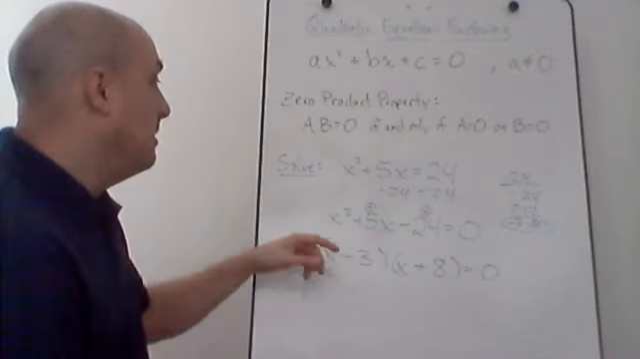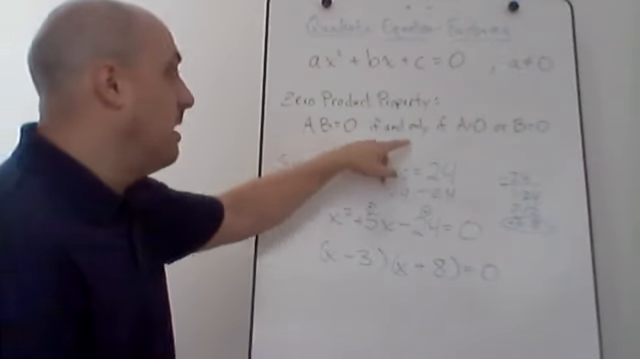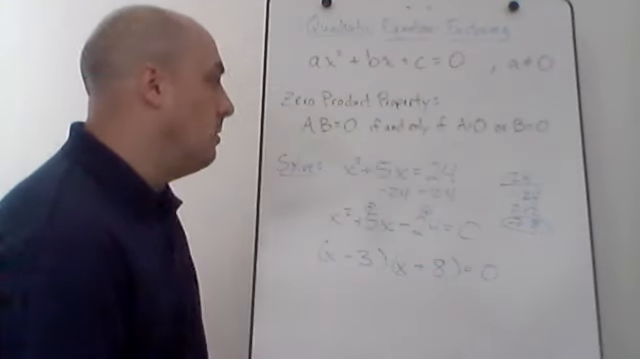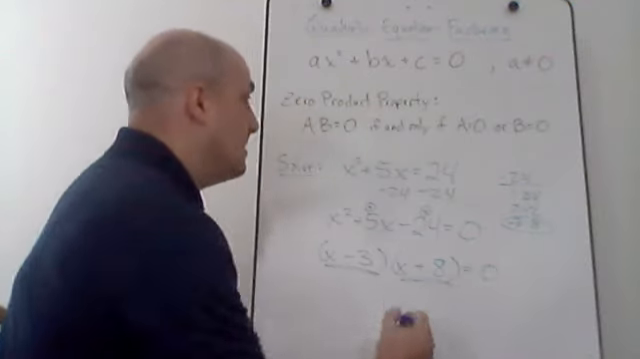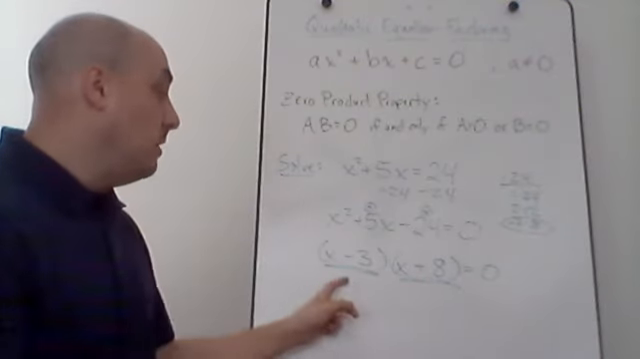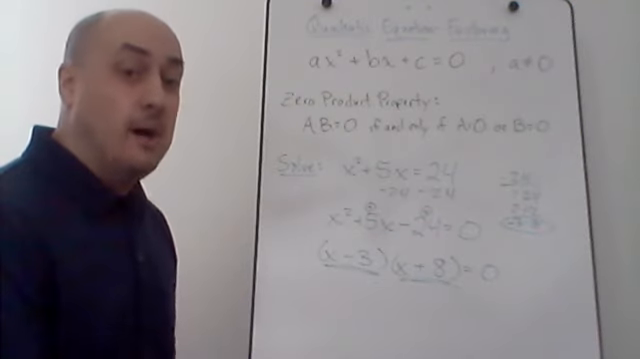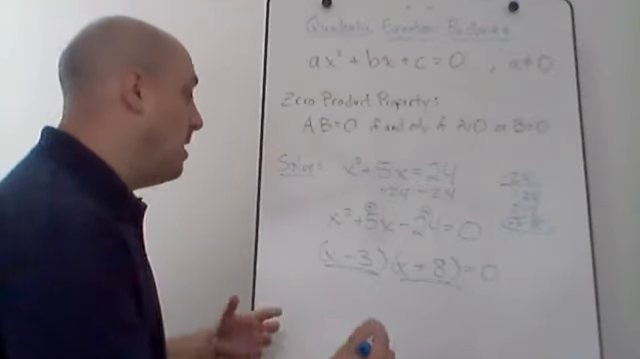Once we have this factored, now we're going to use the zero product property. If a times b equals 0, that means either a equals 0 or b equals 0. Well, here's my a, the x minus 3. Here's my b, the x plus 8. If these two things multiplied together equal 0, that means one of these two has to be 0. And so what I do after I do my factoring is I split apart my factors.